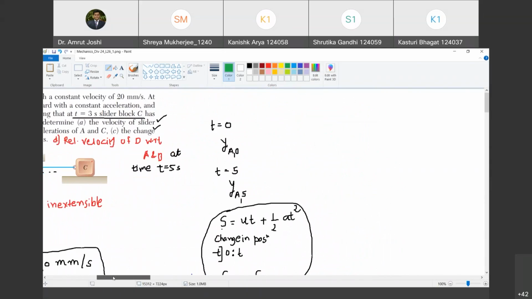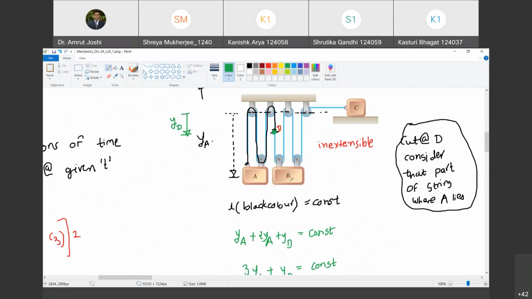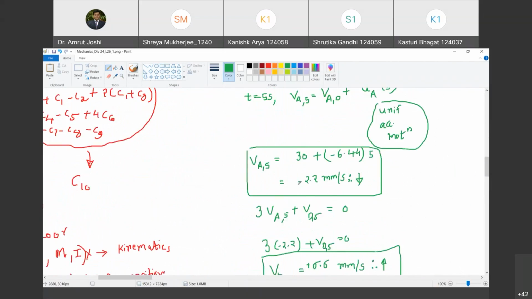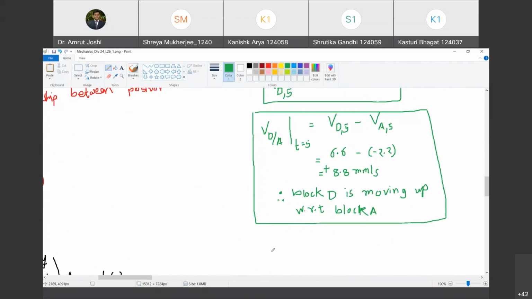तो आपको क्या करना है अभी second part में? You have to find out the velocity of block D with reference to B at 5 seconds. तो आंसर तो आपको मिल जाएगा यहाँ पे ही. What is the velocity of block B at time t equal to 5 seconds?